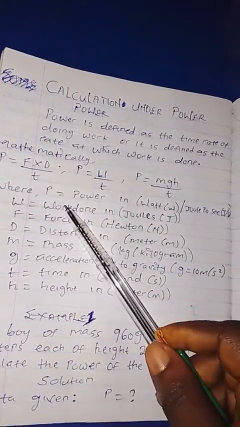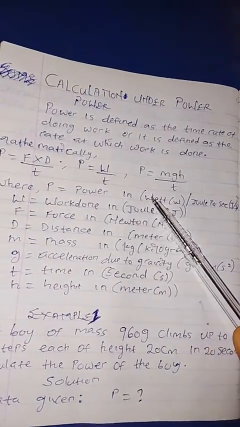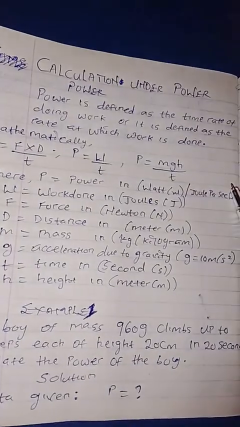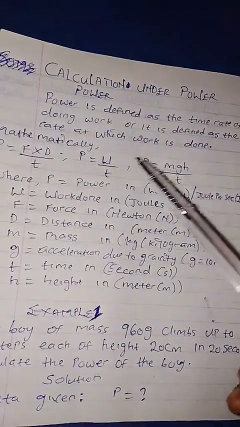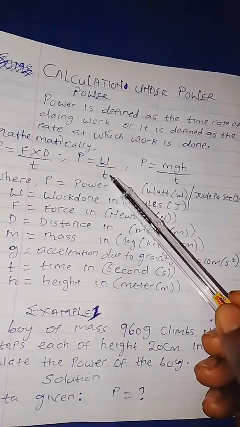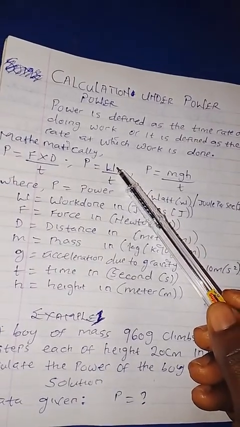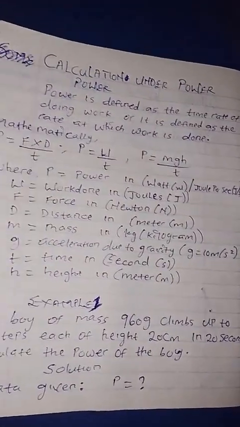Now, where letter P is equals to power and the measurement or its unit is in watts, or you can say joule per seconds. How do we get joule per seconds? Joule per seconds is through the formula work done over time, whereby we remembered that the unit for work is joule and that of time is second. So that's why it is called joule per second.